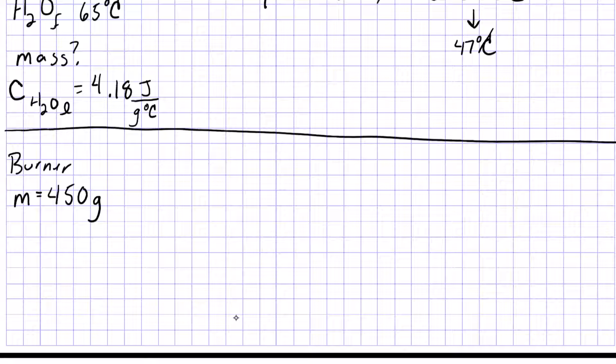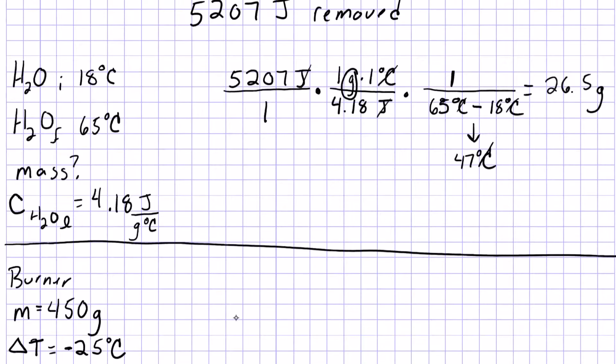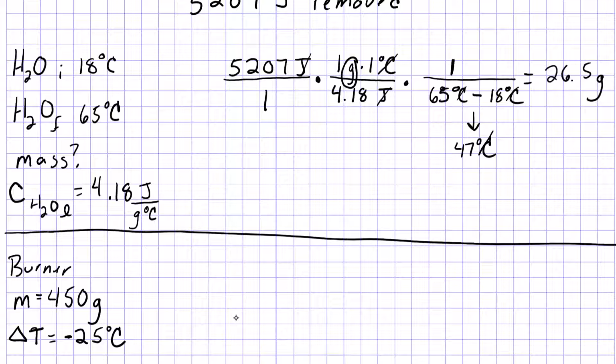and the temperature, so this is our change in temperature, decreased by 25 degrees Celsius. Keep in mind it decreased, so what does that mean? It means it has to be a negative 25 degrees Celsius. What was the specific heat capacity of the burner? And so once again, we're going to start with the energy. We know how much energy we had because we know that it lost 5,207 joules of energy. But since it lost it, it has to be a negative.